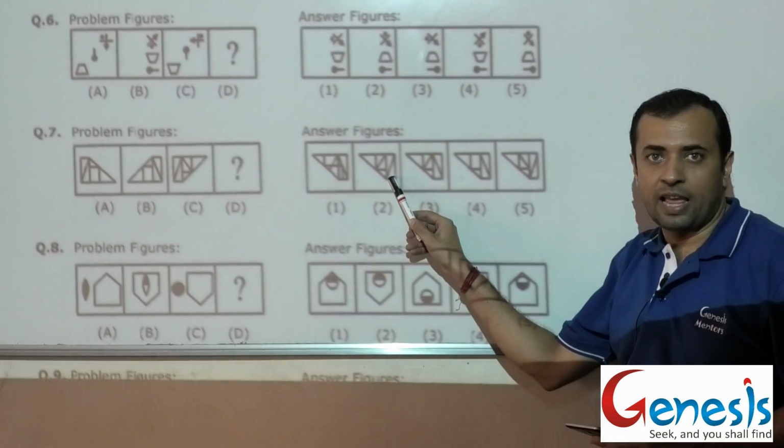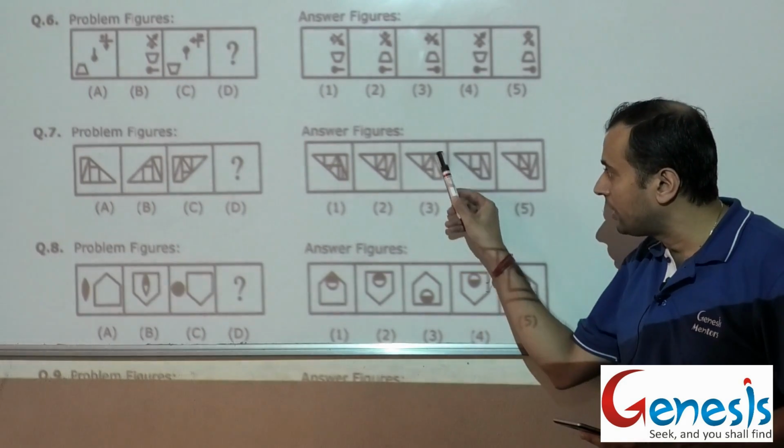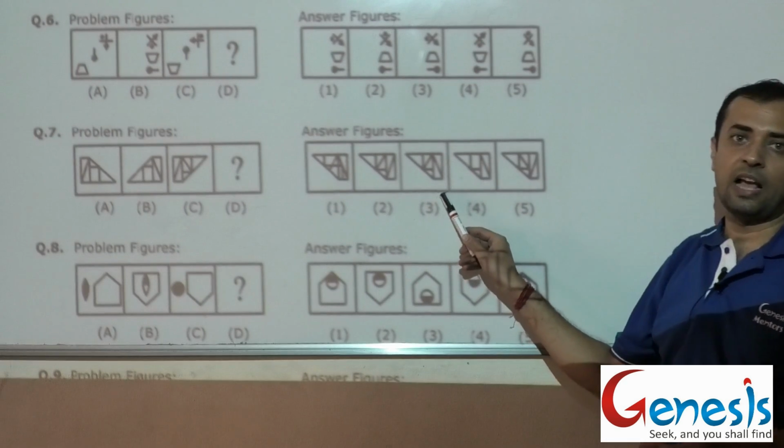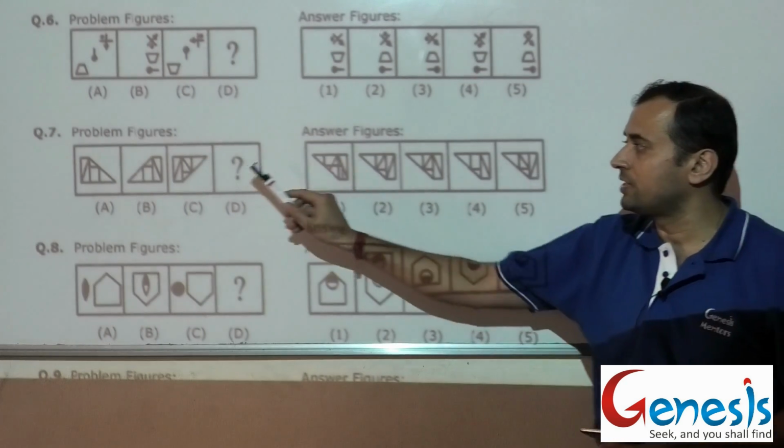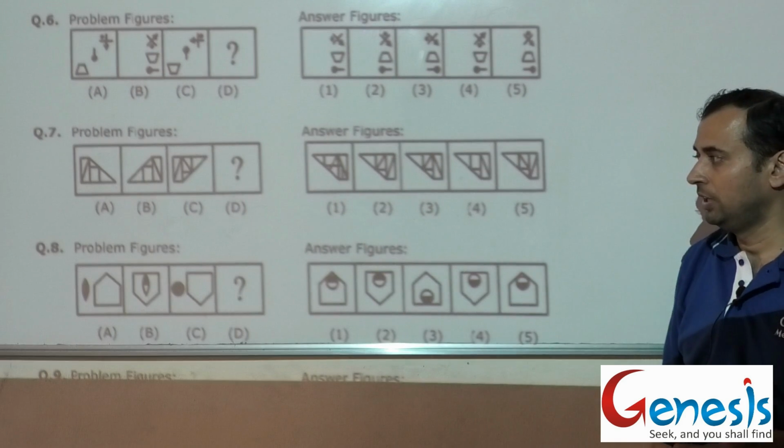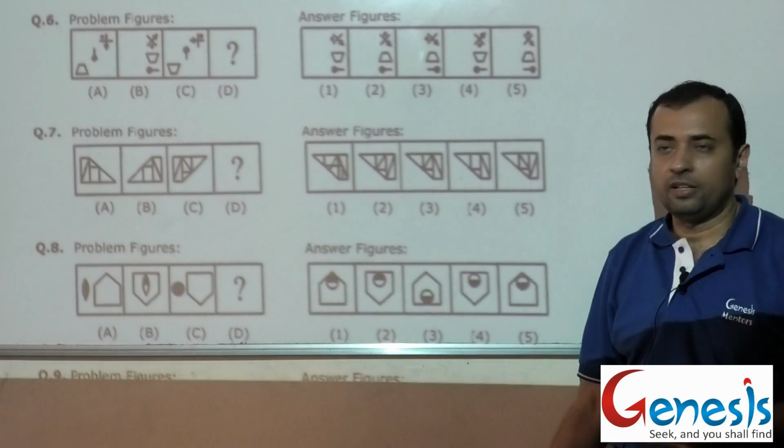So I want the diagonal lines which are going to make a V, and the diagonal lines should not be parallel, right? So the correct answer frame is going to be frame number 3, because it is a clear mirror image of C.